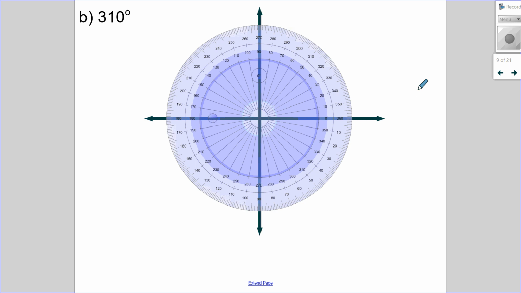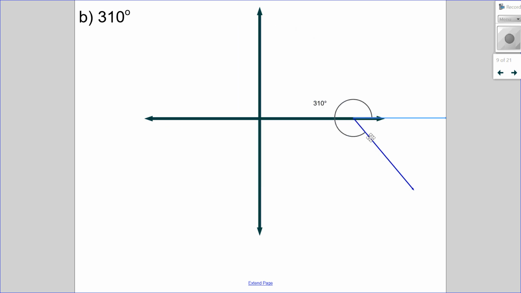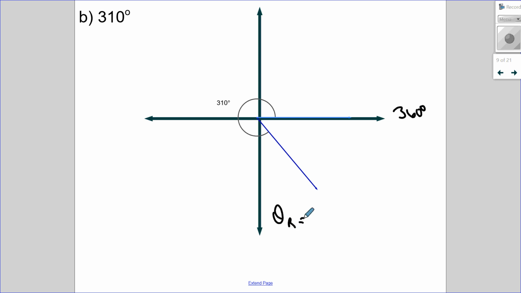Let's try 310 degrees. 310 degrees is a quadrant 4 angle, so I'm going to go all the way to quadrant 4. There's 310 degrees, and I'm going to sketch that angle. So there's what 310 degrees looks like. Now I always compare it to my x-axis angles, which is 360, and 360 is the big angle. So my reference angle, always big minus small, in this case is 50 degrees, right in there. So the reference angle is always an acute angle made with the terminal arm and the x-axis.